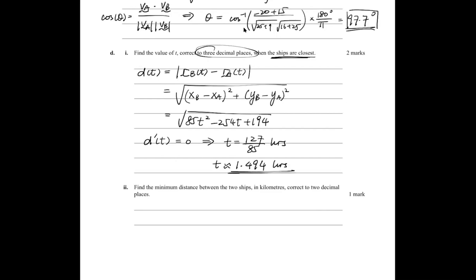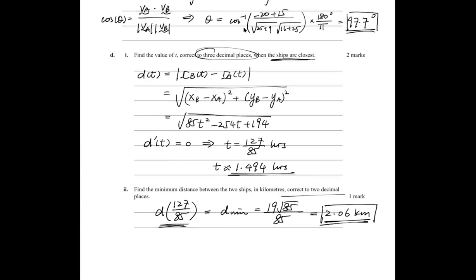Find the minimum distance between the two ships in kilometers, correct to 2 decimal places. So we just substitute 127 divided by 85 to get the most accurate answer first, the exact value if it's possible. Then round it according to the requirement of the question. So you should be able to get 2.06 kilometers, correct to 2 decimal places as required. Okay. So that is my final part for question 4. Let's move on to question 5.